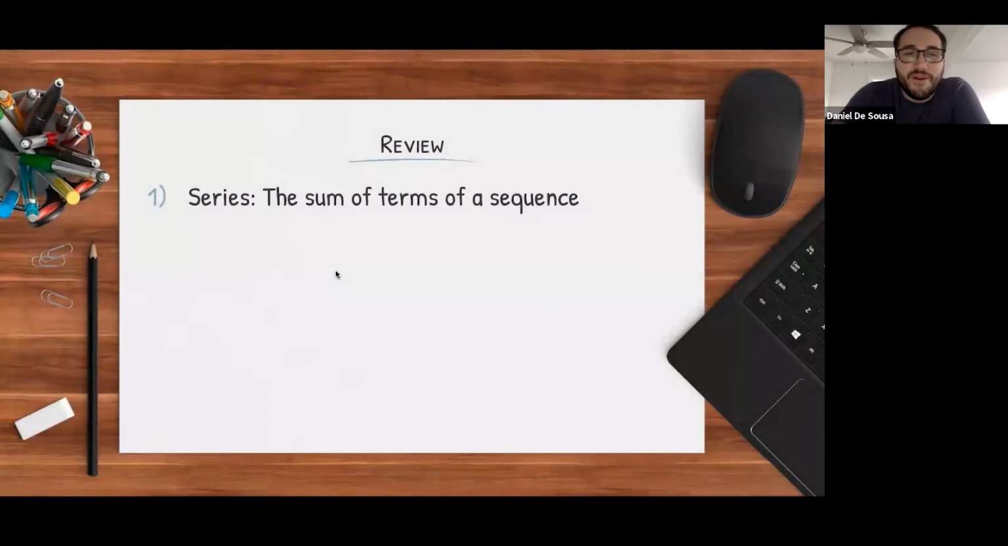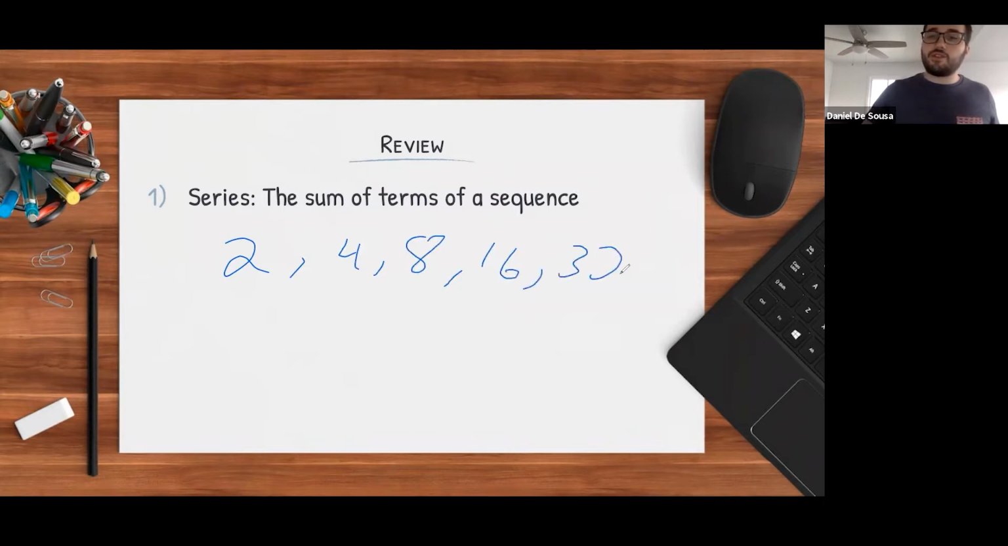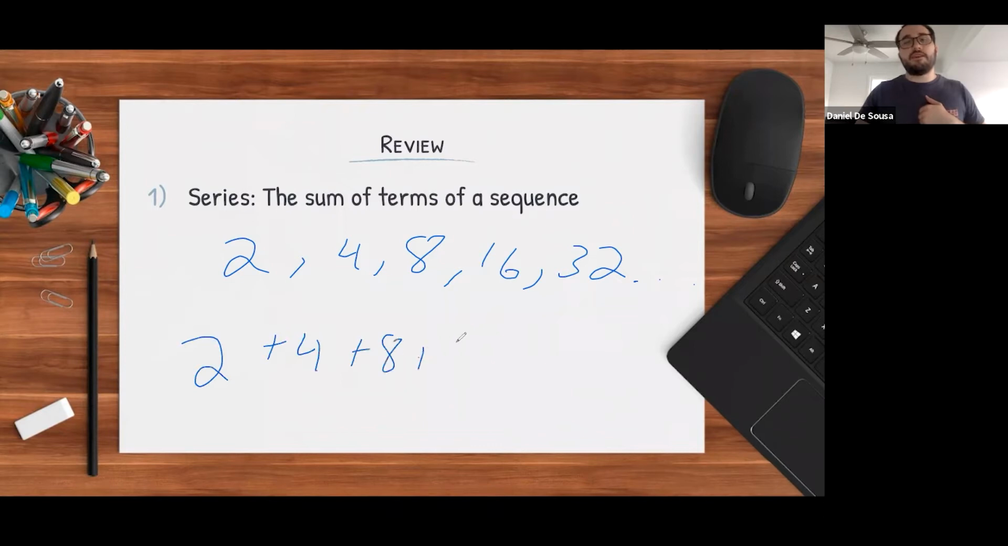All right, so let's review. A series is the sum of the terms in a sequence. Remember, a sequence is a list of numbers in a particular order. For example, 2, 4, 8, 16, 32 is a geometric sequence, because to get to the next term, you're multiplying by a common ratio. But a series is if you were to sum these numbers: 2 plus 4 plus 8 plus 16, and so on and so forth.